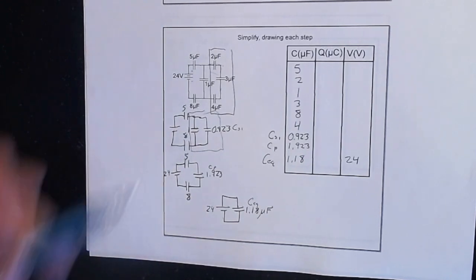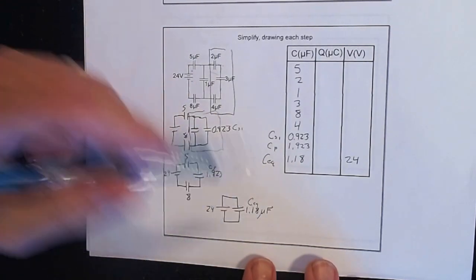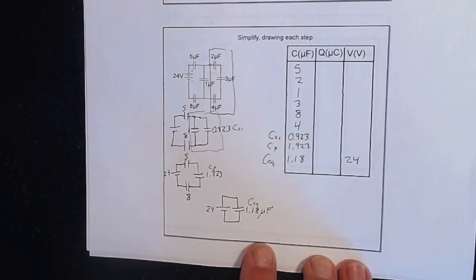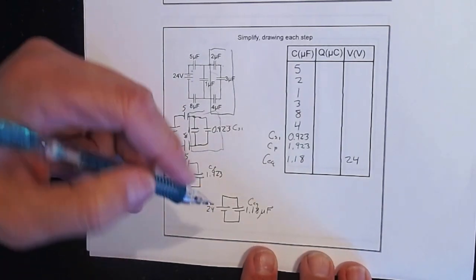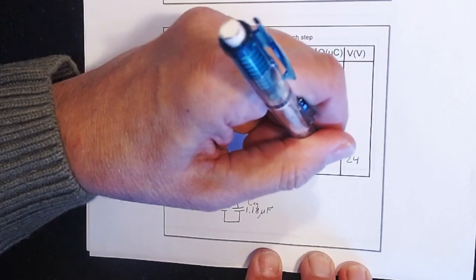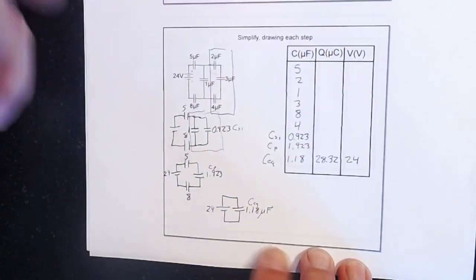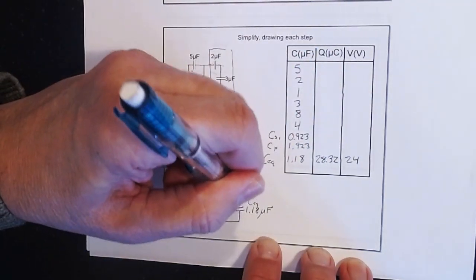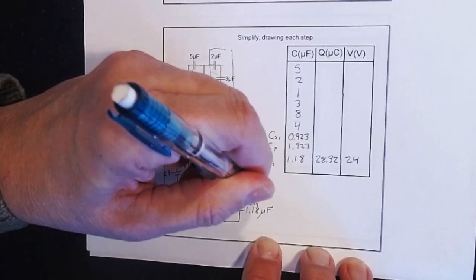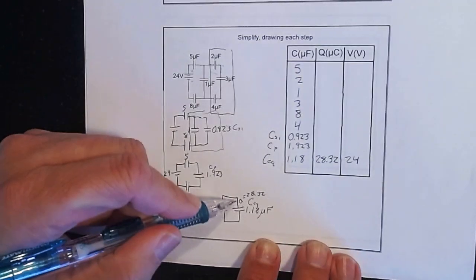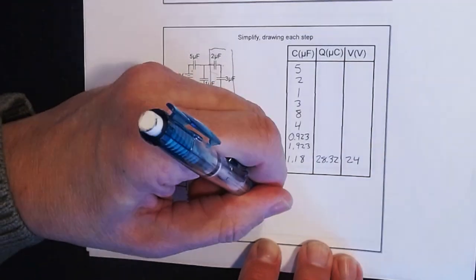Okay, so we've got 24 volts and we've got C. C equals Q over delta V. So I multiply these two together and I'm going to get 28.32 microcoulombs. Q equals 28.32. Well, remember, this came, let me write this as C S2.